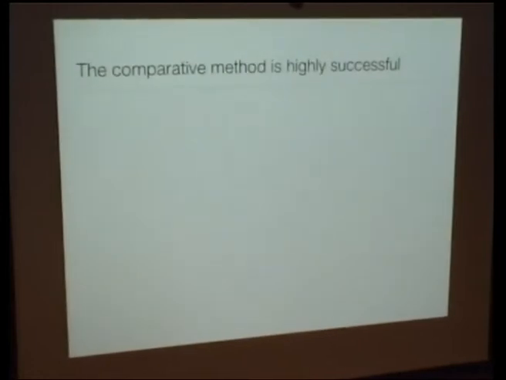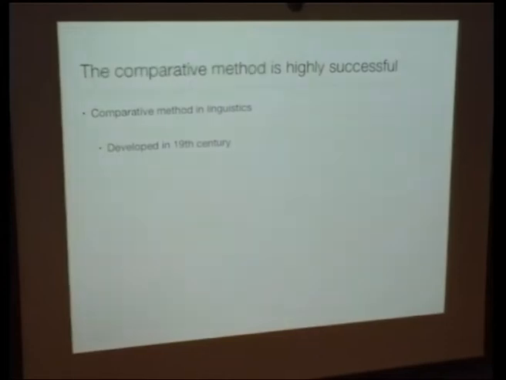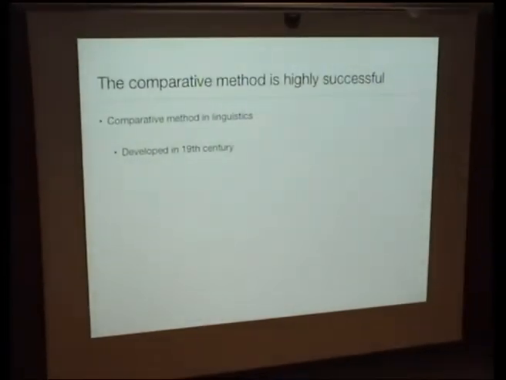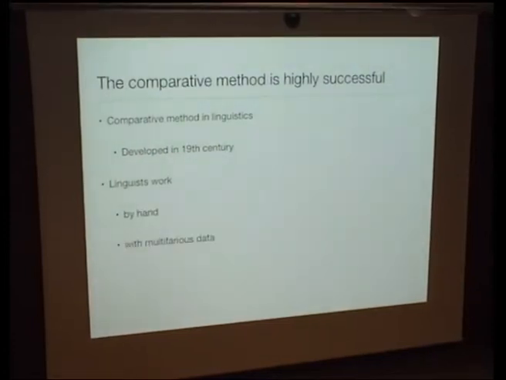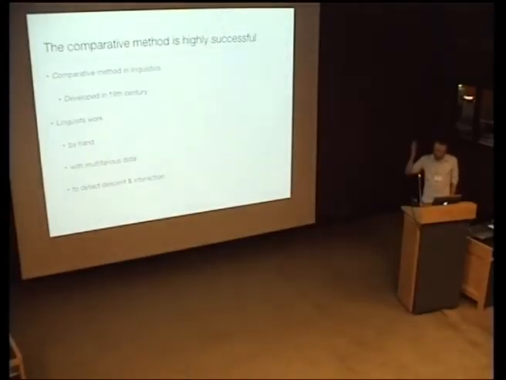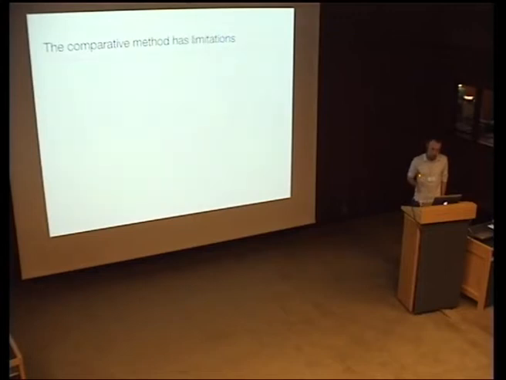So our discussion begins with the comparative method in linguistics, which was developed in the 19th century and has proven highly successful. This is why anthropologists and biologists use linguistic trees as reference trees in their work, for example. Now, it enabled linguists to work by hand with multifarious data to detect evidence of descent and interaction, so vertical and lateral, between societies in the past. Yet, the linguistic comparative method in its traditional form has its limitations.